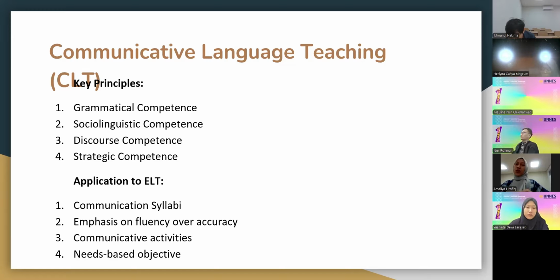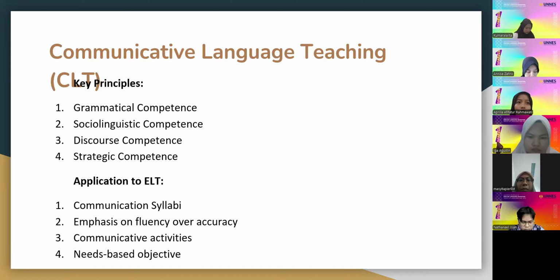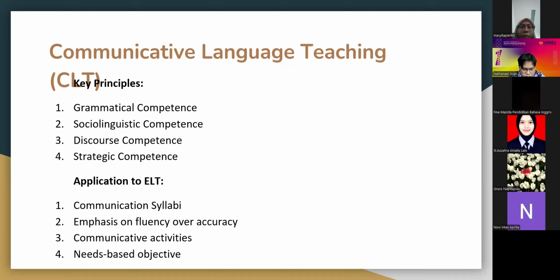And second is sociolinguistic competence. It's the skill to use language appropriately depending on the context, participants, and social norms. And the third is discourse competence. This is the ability to create coherent, connected speech or writing, such as a conversation, an essay, and a report. And number four is strategic competence. It correlates with verbal or non-verbal communication strategies. Learners need to use strategies to be able to communicate fluently.